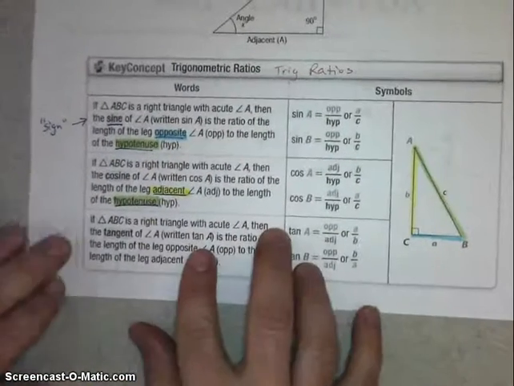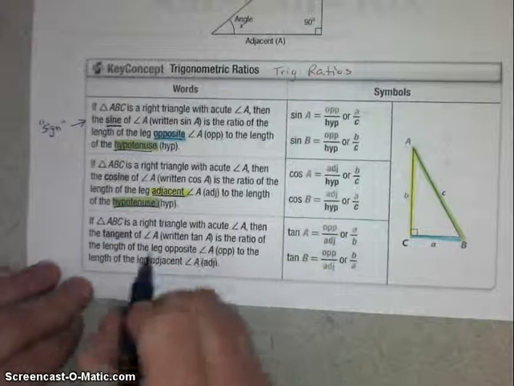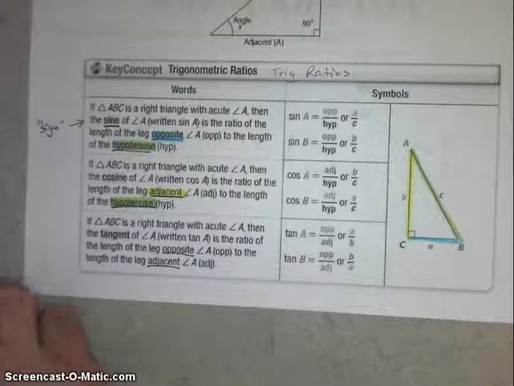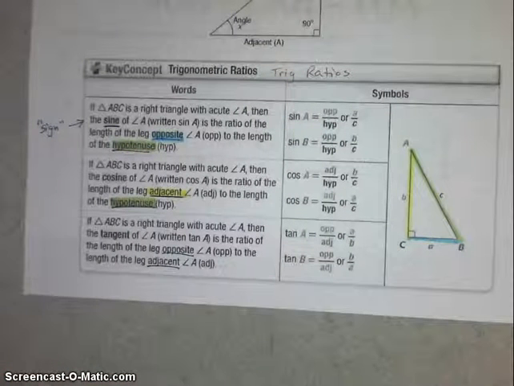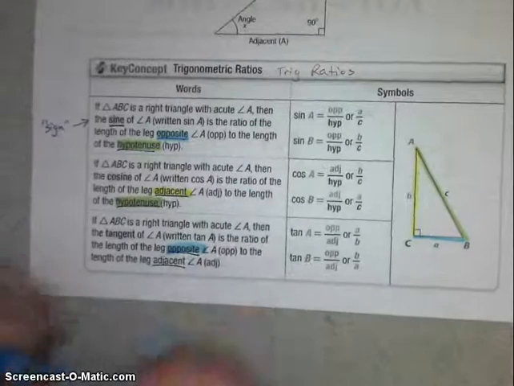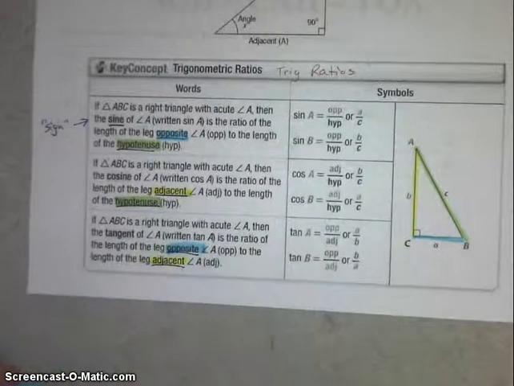And then lastly, we have what's called the tangent ratio. Okay, the tangent ratio compares the length of the opposite leg over the adjacent leg. A tangent does not use the hypotenuse. Okay, so the leg opposite angle A divided by the length of the leg that is adjacent to angle A.